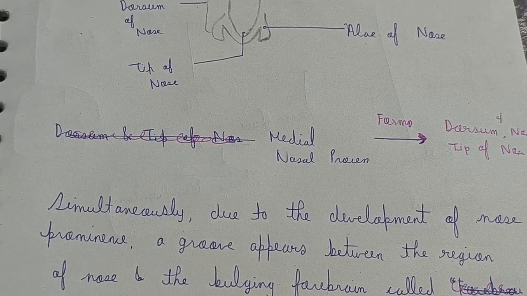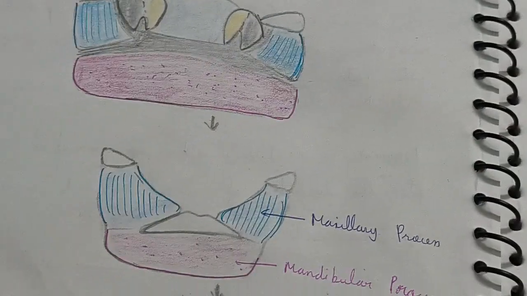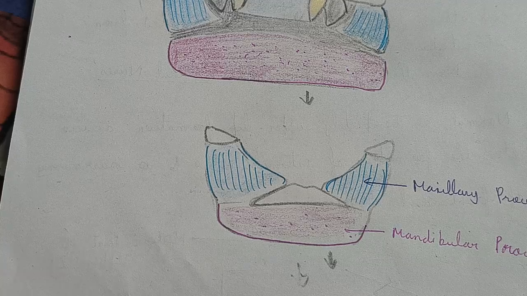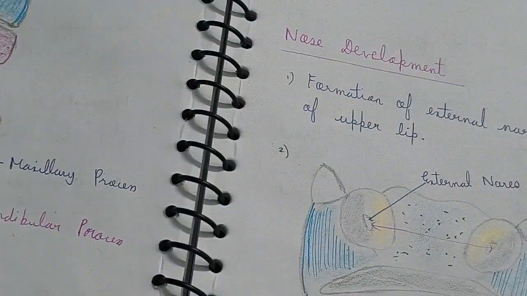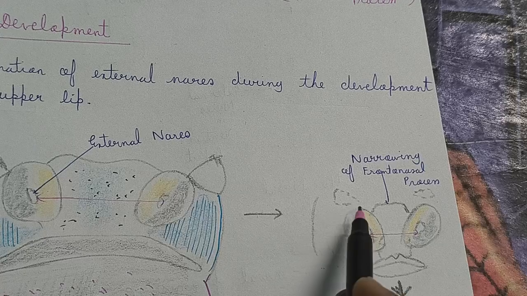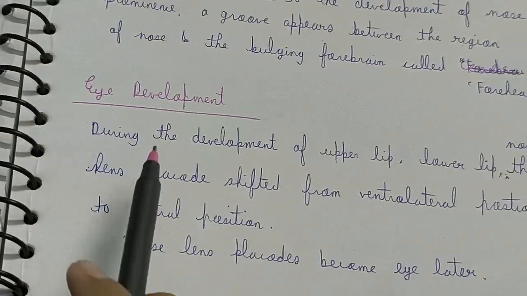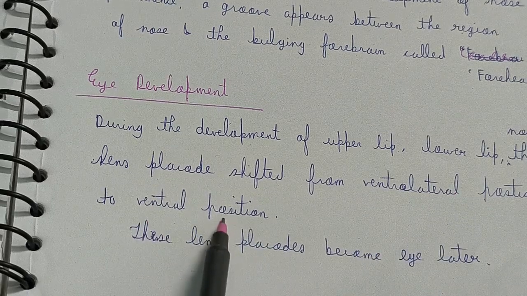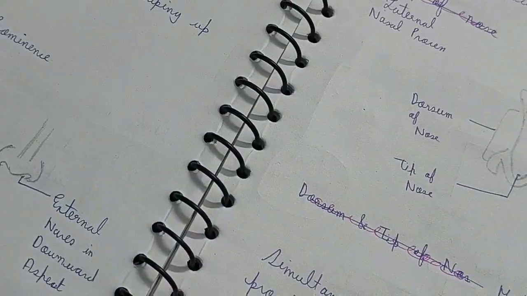Now simultaneously, during the development of the nose, forehead development also occurs. Friends, as you can see, as the cheek development occurs, nose development occurs. Basically these lens placodes are shifted from the ventrolateral position slowly to the ventral position, and later these lens placodes become the eye. Therefore I wrote that during the development of the upper lip, lower lip, and nose, the lens placodes shifted from ventrolateral position to ventral position, and then become the eye later, and in this way eye development occurs. So that's all about face development.